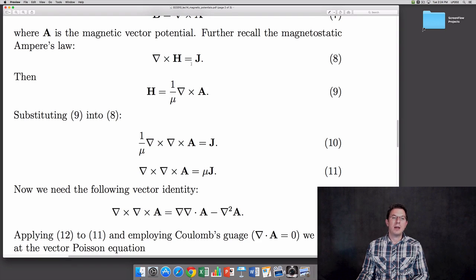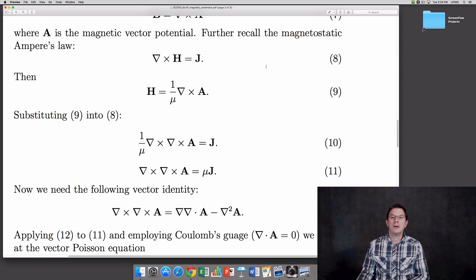So there can be an external electric current density capital J in the region. That's okay. So we're going to say, okay, in the magnetostatic case, the curl of the magnetic field is here equal to the electric current density capital J.